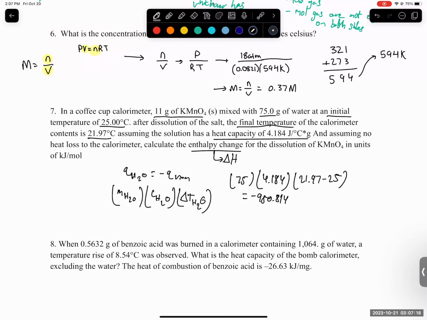Joules, not kilojoules. Remember, the specific heat is in joules, so your final answer will be in joules. So this is in joules.